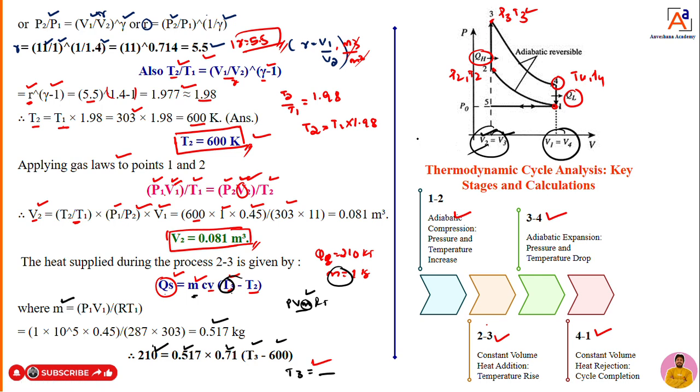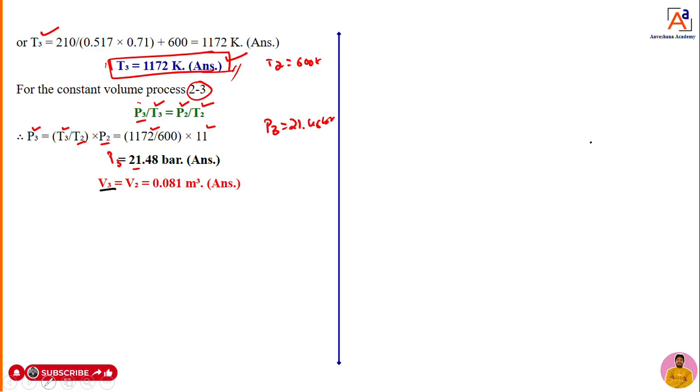If you calculated the V2 value, that is nothing but V3. If you calculated the value of V1, that is nothing but V4. The same thing you can see here now. So V2 we already calculated, right? That is nothing but 0.081. That is nothing but V3. So V2, V3 also done.